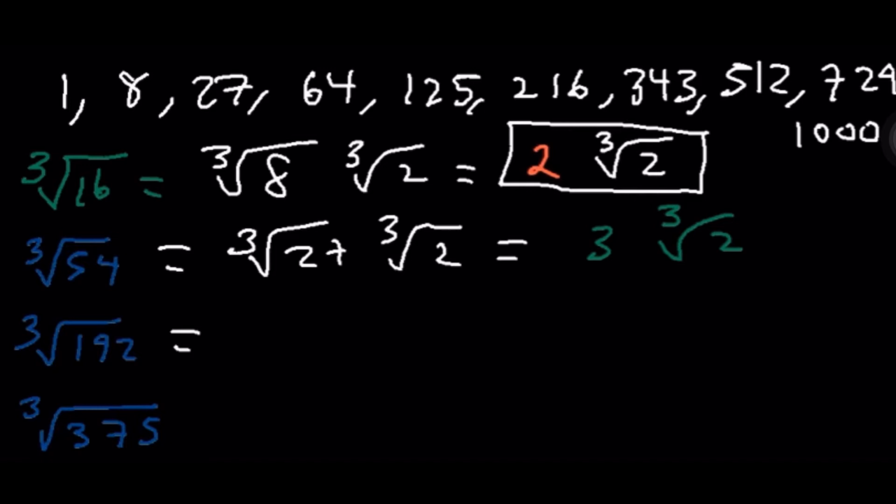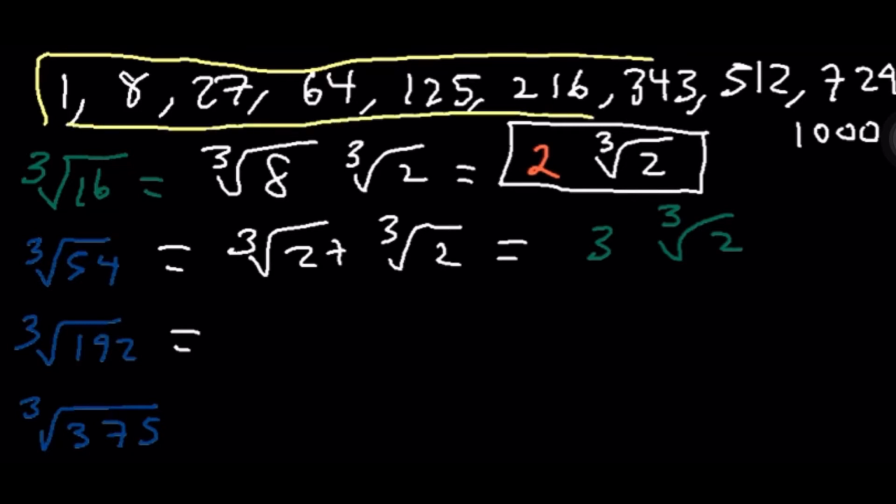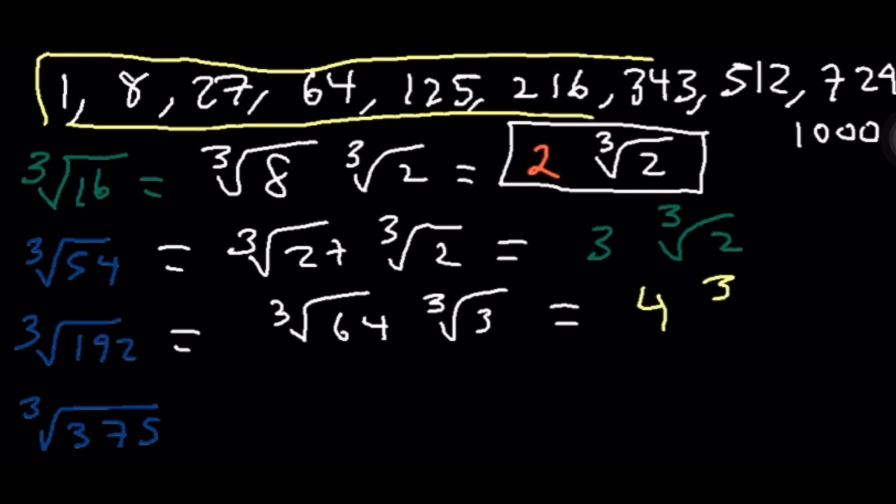Now what number goes into 192? You can take each perfect cube and see which one is divisible into 192, and pick the largest of them. 8 goes into 192, and so does 64, but we're going to choose 64. 192 divided by 64 is 3. So when you split it, it's going to be 64 times 3. And the cube root of 64 is 4. So we get 4 cube root of 3.